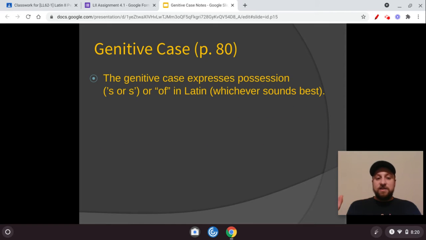The genitive case expresses possession or "of," whichever sounds best. So you might see an apostrophe S, which means one person owns that thing, or S apostrophe, which means more than one person owns that thing. So just in English, apostrophe S is singular and S apostrophe is plural, or sometimes "of" sounds better. So we're talking like Barbilus's house or the port of Alexandria, all included in the genitive case endings.